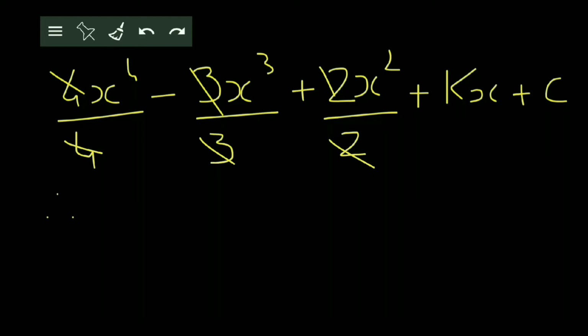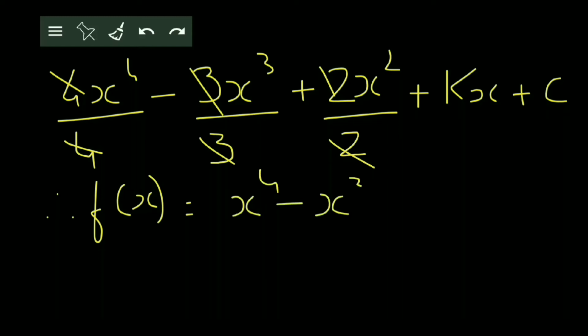Therefore, we get f(x) as x raised to 4 minus x cube plus x square plus kx plus c. Quite long, isn't it? Again, we have to find the value for k and c. For finding c, we can put f(0). They have given us the f(0) value as 1. So f(0) is 1.